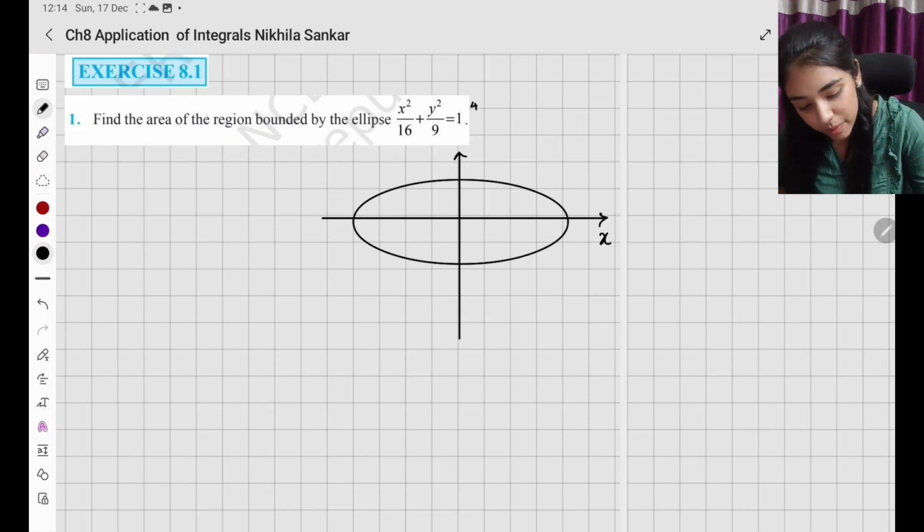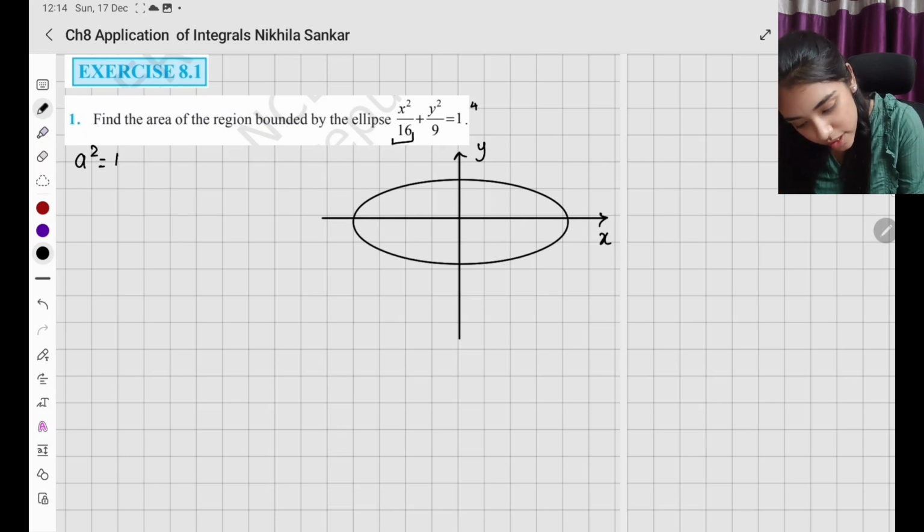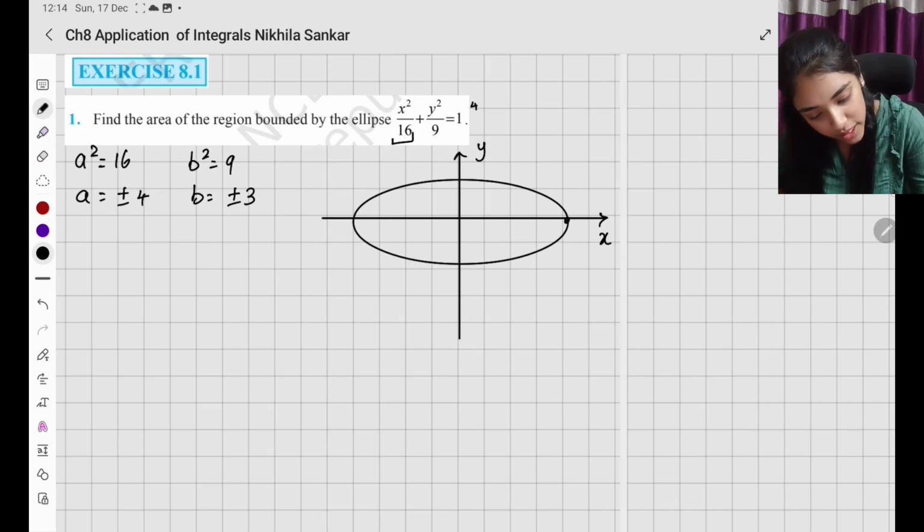So, this is going to be my x axis. This is my y axis. So, I have basically a square equals 16. So, a equals plus or minus 4 and b square equals 9. So, b equals plus or minus 3. So, what are my coordinates going to be? Here I'll have 4, 0 and here it is going to be minus 4, 0, this particular point, and this point is going to be 0, 3 and this is going to be 0, minus 3.